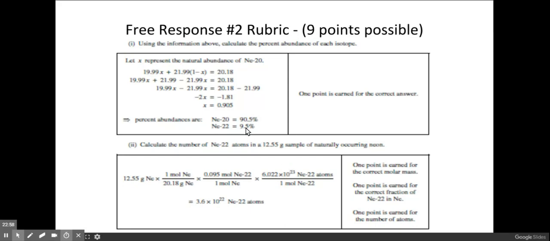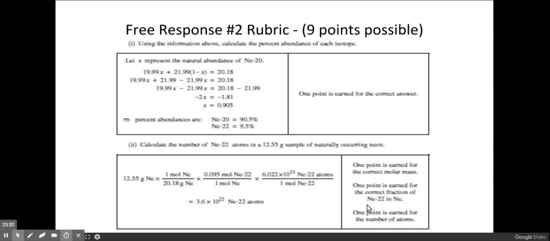Notice also you can't use 9.5. You have to use its decimal equivalent in the calculations. Not 9.5, but 0.095 is the percentage. Notice everything else cancels, and you get 3.6 times 10 to the 22 atoms. If you have a kind of normal, average, everyday sort of number, like 12.55 in grams, and you're converting that to atoms and stuff, this number should be huge. So if this number isn't really big because of Avogadro's number, something's wrong.